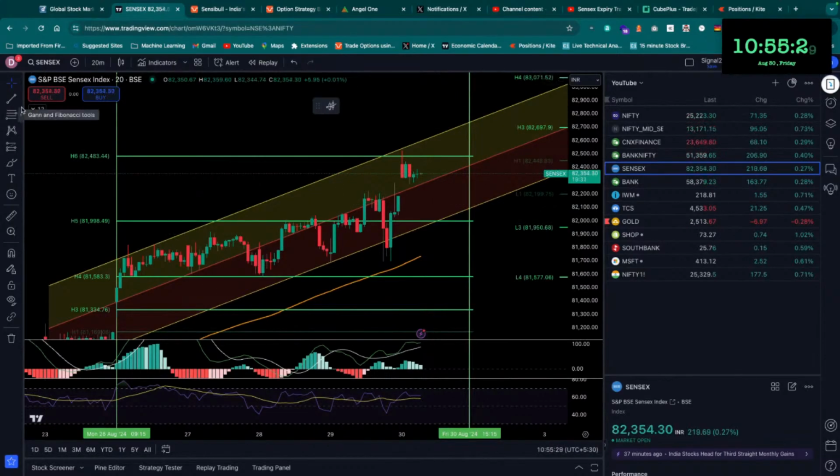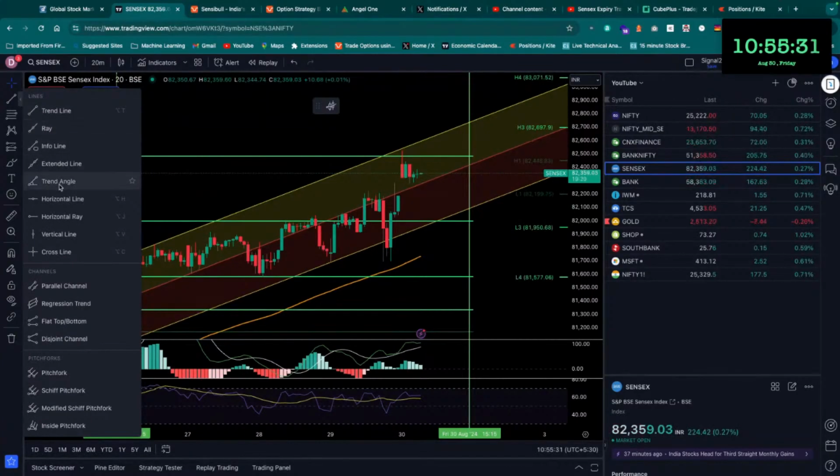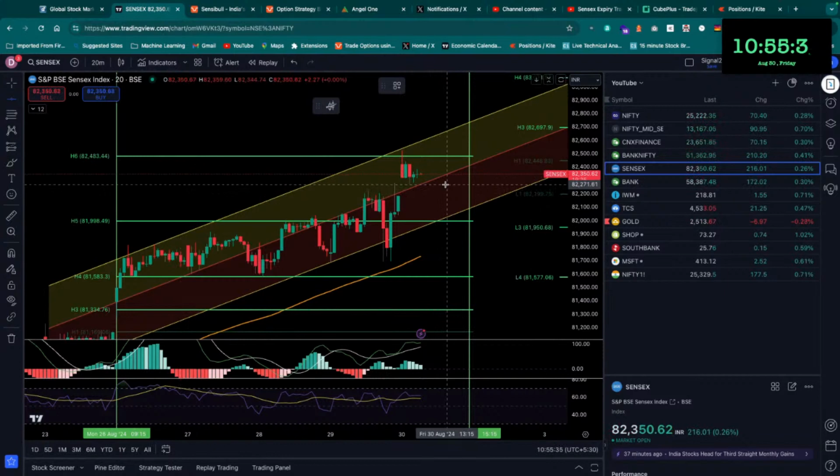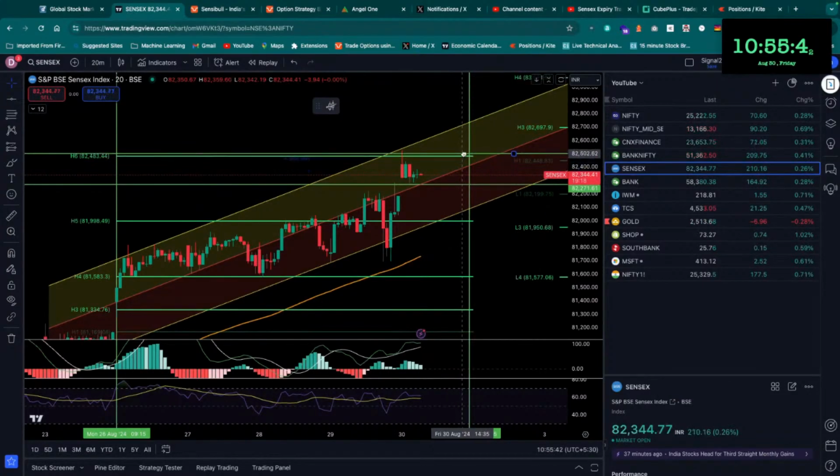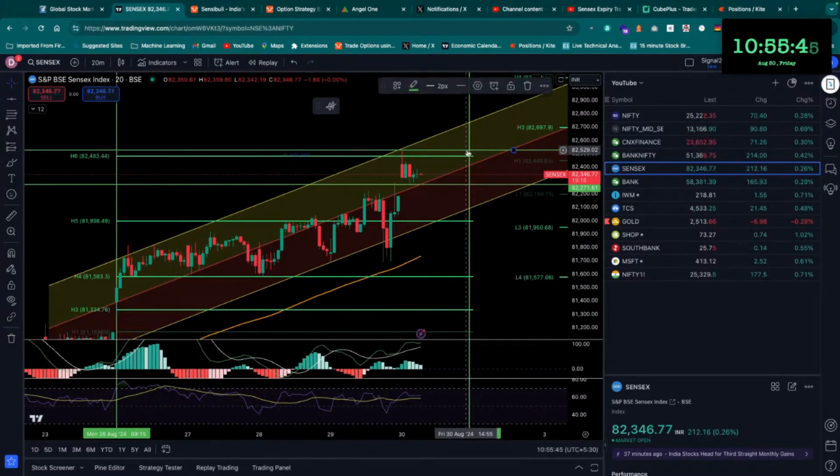Yesterday also we drew these lines, and yesterday there was definitely a disaster. It went all over the place. So I think these are the two lines that we need to watch out for: 82,529 and 82,271. This consolidation is definitely scary. Whenever there is a consolidation, there is going to be a sudden spike or drop.